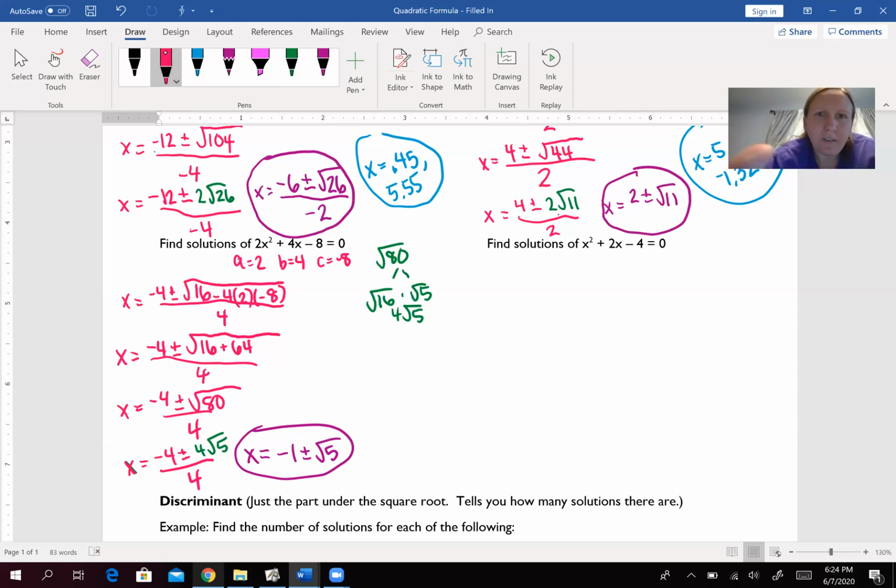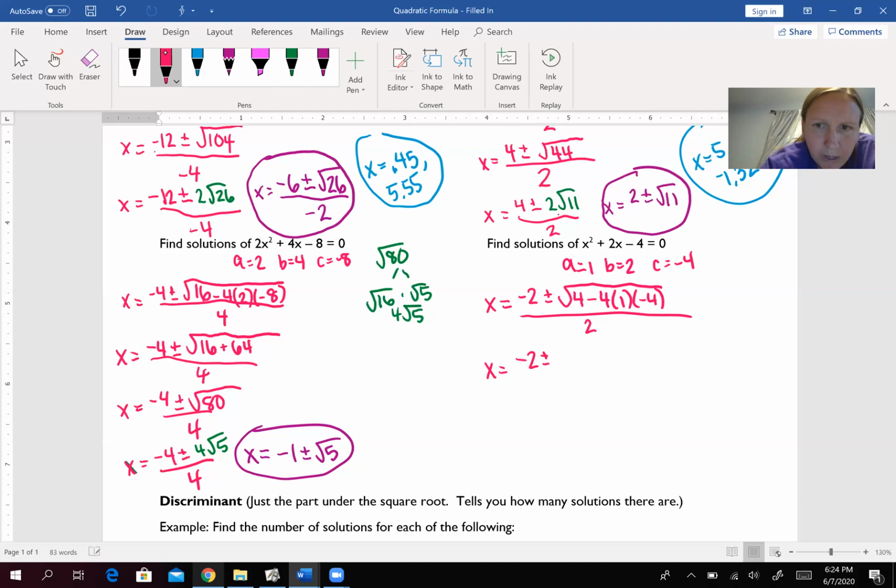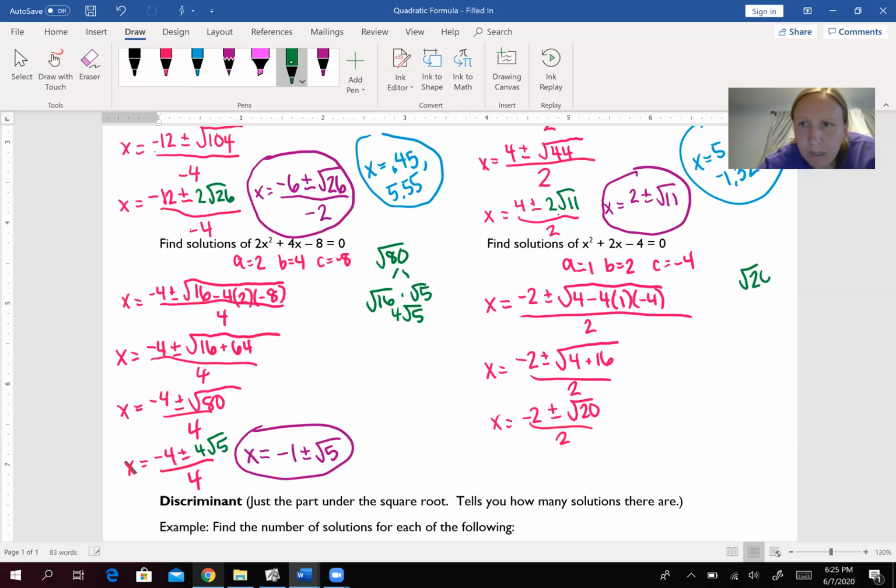So let's try here. We have a equal to 1, b equal to 2, c equal to negative 4. So x equals negative b, which is negative 2, plus or minus the square root of b squared, which is 4, minus 4 times 1 times negative 4, all over 2a, which is just 2. So x equals negative 2 plus or minus root 4 plus 16 over 2. So x equals negative 2 plus or minus root 20 over 2. For root 20, I could pull out root 4 times root 5, which is 2 root 5.